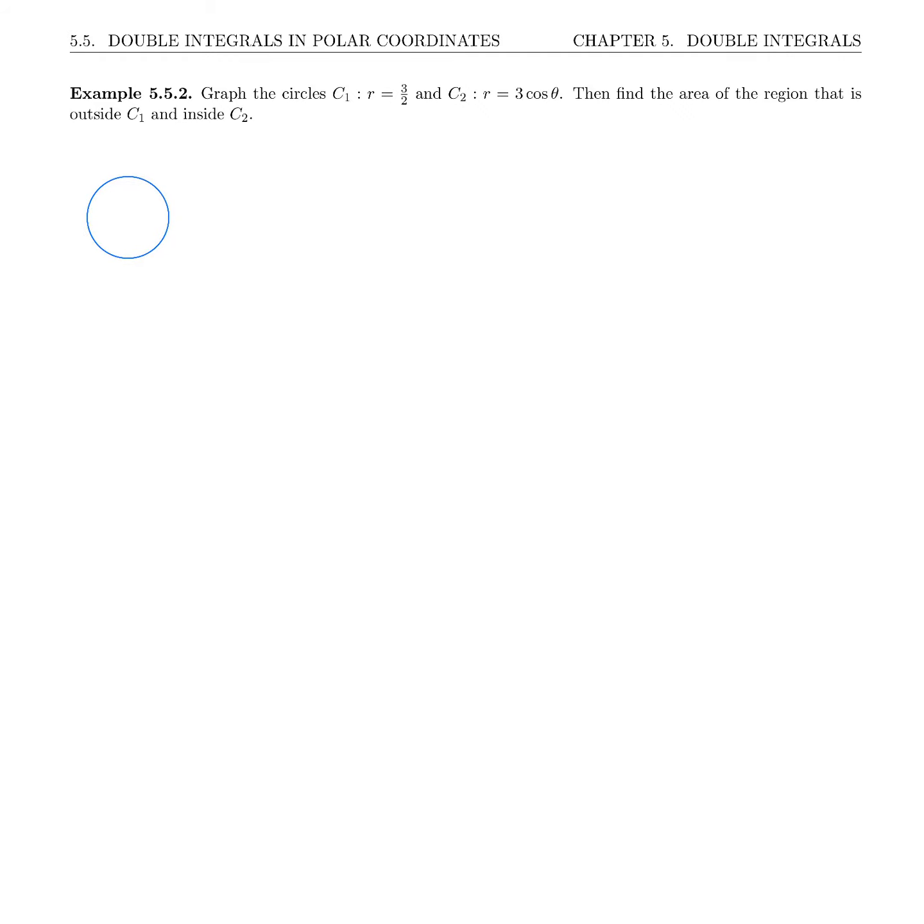If I take two circles and graph them side by side here, I know that r = 3/2 is a circle centered at the origin with radius 3/2. So if I put my origin there, this is the radius of 3/2. And I know that this circle C2 is of the form r = 2a cos theta, and its center, we remember from a previous video, is a. So if 2a is 3, then a is 3 over 2, which puts its center right there. And so its radius is also 3 over 2, which makes it exactly the circle that I have drawn.